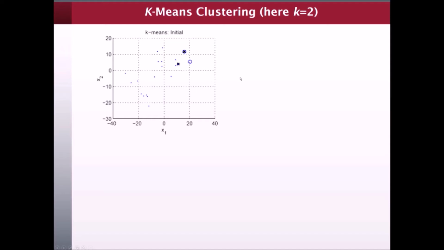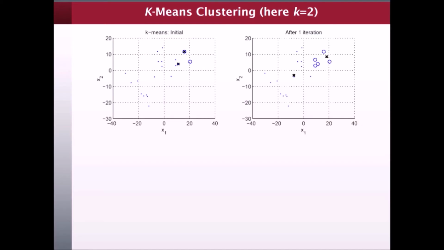Once these assignments are made, we can recompute the center of each cluster, which will likely move from the original X locations and look something like this. So now here's the new center of cluster 1 and the new center of cluster 2, and all the data points are reassigned based on these new cluster centers.